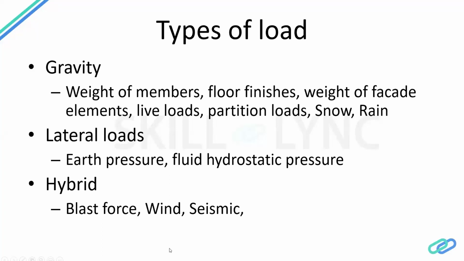And then we have these hybrid loads here. By hybrid, I mean they have a mix of gravity as well as lateral direction. Lateral load is something which acts horizontally, and gravity load is something which acts vertically when you're looking at the elevation of a building. Hybrid is something which can induce load in both directions, right? For example, consider a blast force: if there's a blast in or near a building, that could induce both lateral load as well as vertical load.